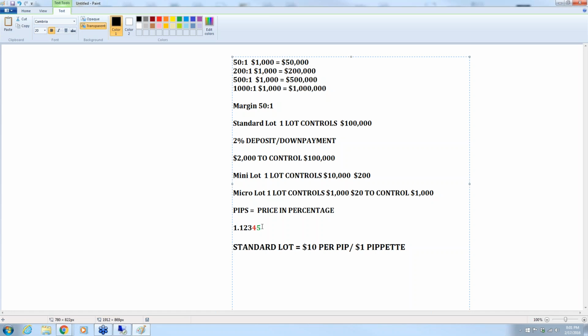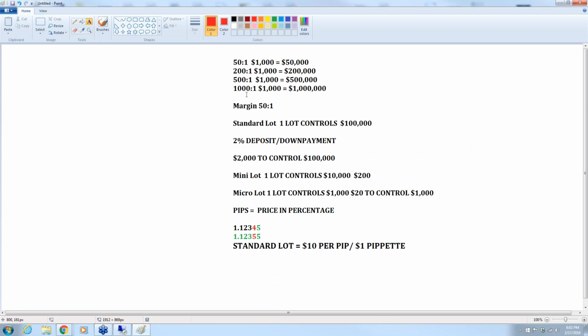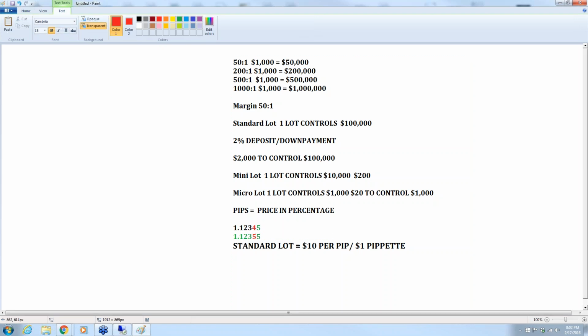Okay, so in the standard lot, it's $10 per pip. What that means when you trade the standard lot, guys, follow me here. 1.123355. I gotta change that. Why ain't it changing? You know what? I really don't care. So we're gonna call it green. I can't even get this correct. I'm not leaving the house until I get this right. There we go. All right, everybody, we're gonna fix this right now.